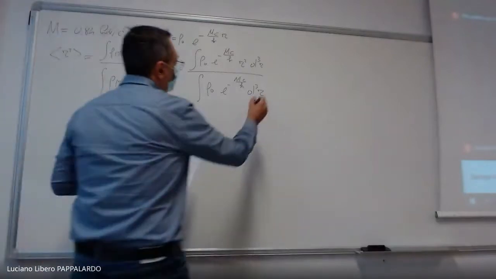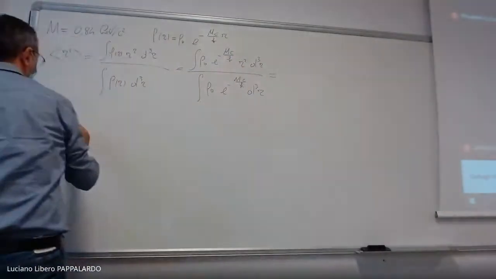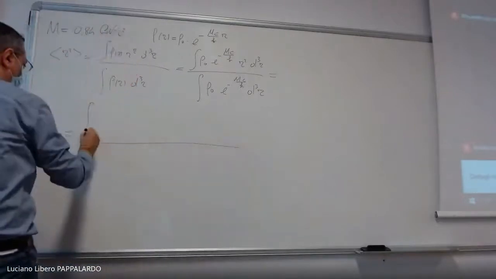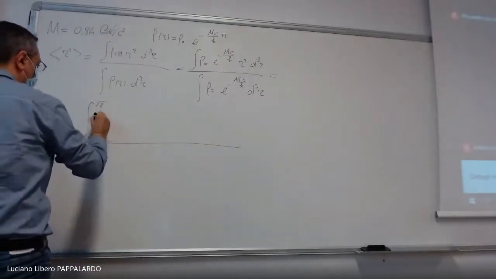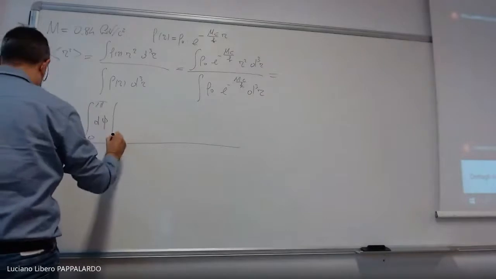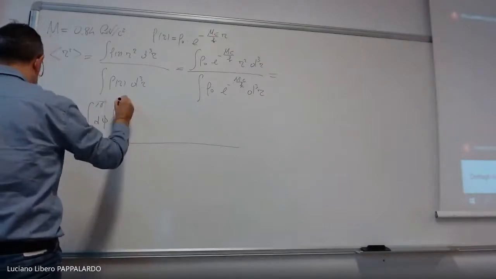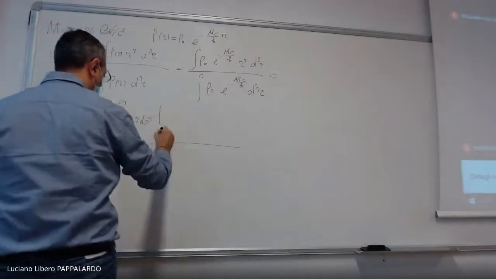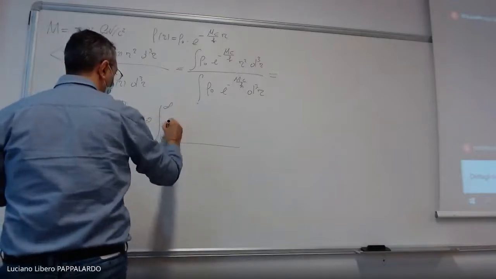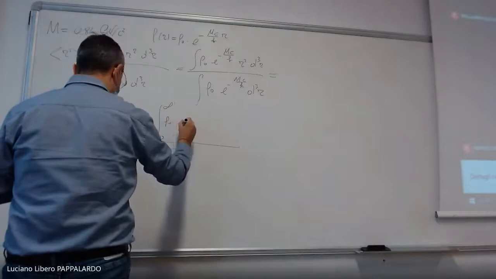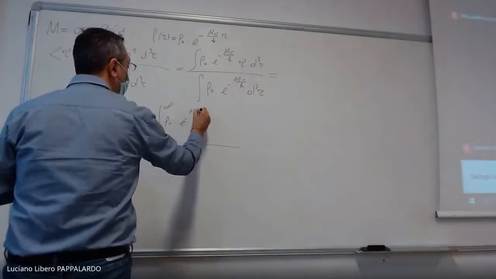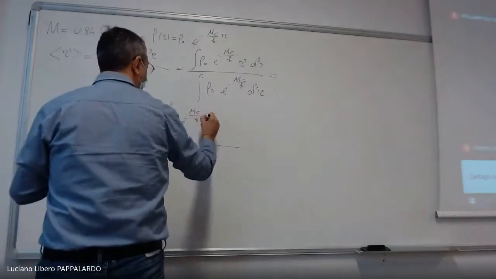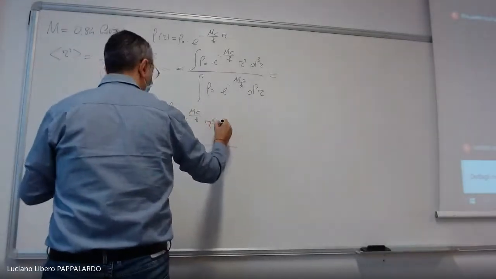So let's now put this integral in spherical coordinates as usual. We're going to have an integral from 0 to pi of sine theta d theta, an integral from 0 to 2 pi in phi, and an integral from 0 to infinity of rho 0 e to the minus mc divided by h bar r. And then we have r to the fourth.